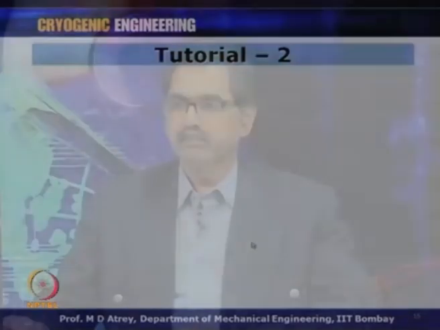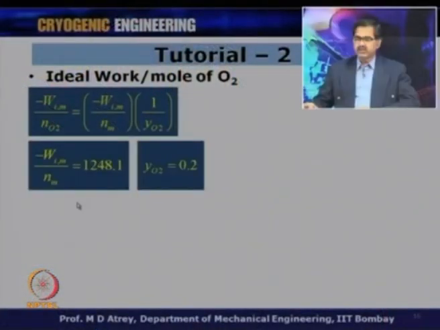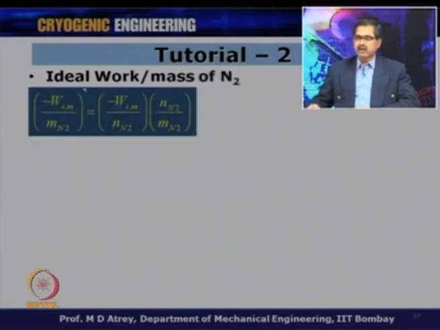Now, I can do the same thing per mole of oxygen also. So, my next calculation is ideal work requirement per mole of oxygen. Going by the same method, my work of separation of mixture per mole of oxygen will be Wim upon Nm divided by the mole fraction of oxygen, which is 0.2. So, this is 6240.5 joules per mole of oxygen. And similarly, now I can calculate ideal work per mass of nitrogen. I just convert the moles of nitrogen into the mass. So, Wim upon Mn2 is equal to Wim upon Nn2 into Nn2 upon Mn2.